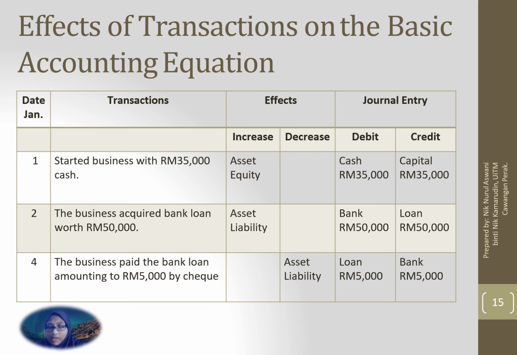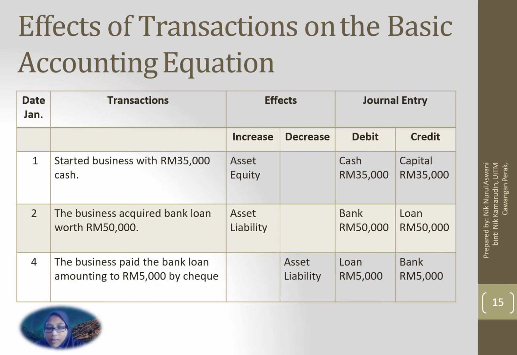The last one: the business paid the bank loan amounting to 5,000 by check. We have discussed previously, what is the effect to the accounting equation? The effect is decrease in asset because we have to take out our money, and decrease in liability because we have reduced our financial obligation. So how to record this one? Which account to be debited, which account to be credited? If there is a decrease in asset, we should credit. What account to credit? We pay by check, meaning that we are using money in the bank. So credit bank account 5,000.